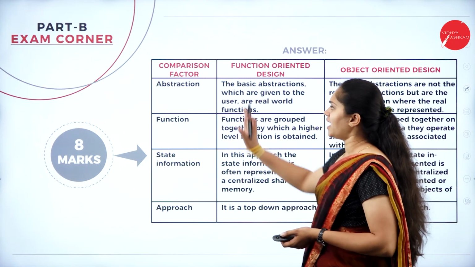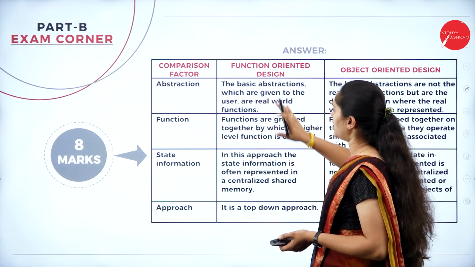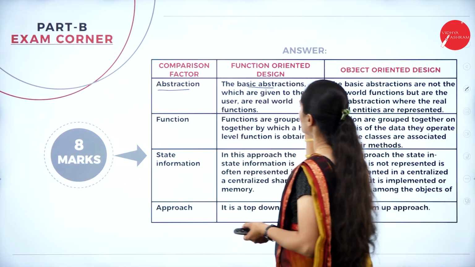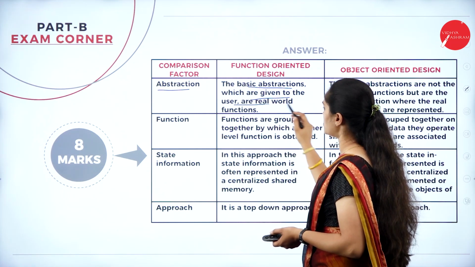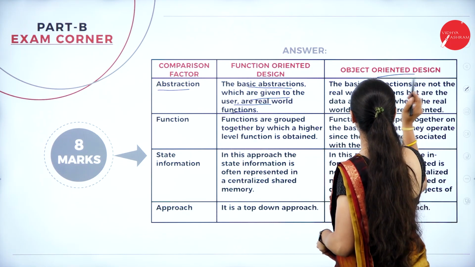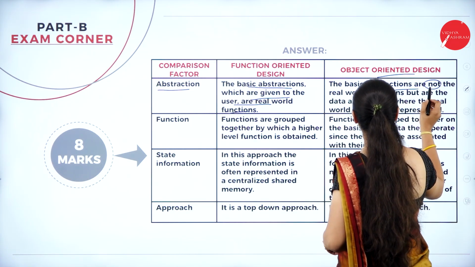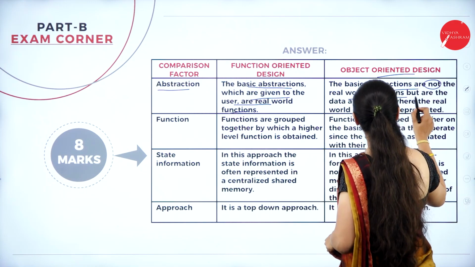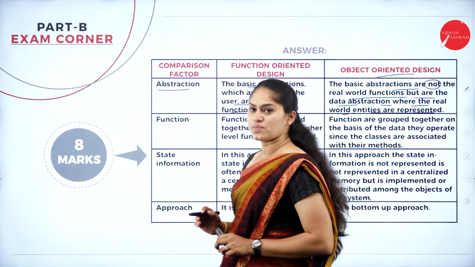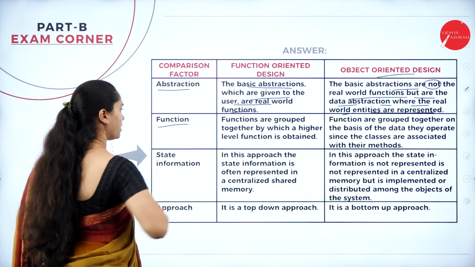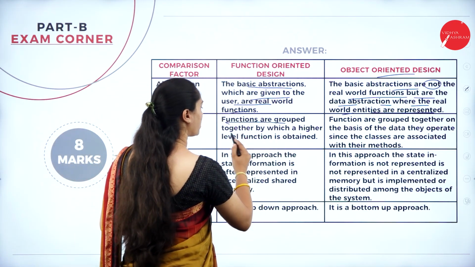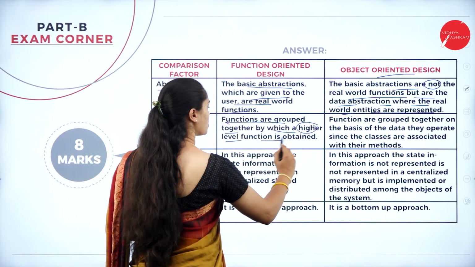So first here I have a comparison factor: functional oriented design and object oriented design. On the basis of abstraction, the basic abstractions given to the users are real world functions in function oriented design. When it comes to object oriented design, the basic abstractions are not real world functions but data abstractions, where the real world entities are represented. So what is the next parameter? That is functions. In function oriented design, we group the functions together by which a higher level function is obtained.